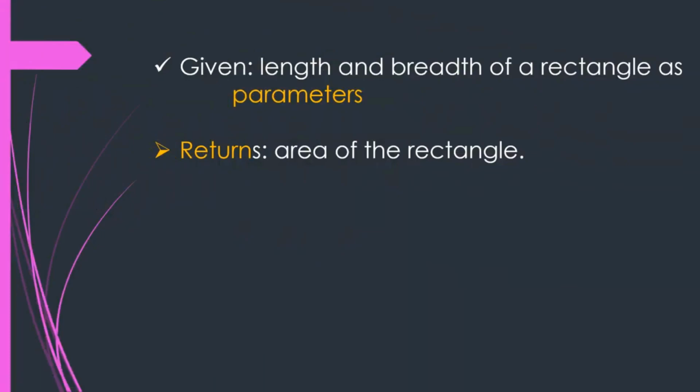Here in this example, we are given the length and breadth of a rectangle as the parameters. Means these are the values which we are going to provide in the parameter list. What values? Length and breadth. And what will it return? It will return the area of the rectangle. So basically we are writing this method so that these given values length and breadth of the rectangle give us the area of the rectangle.